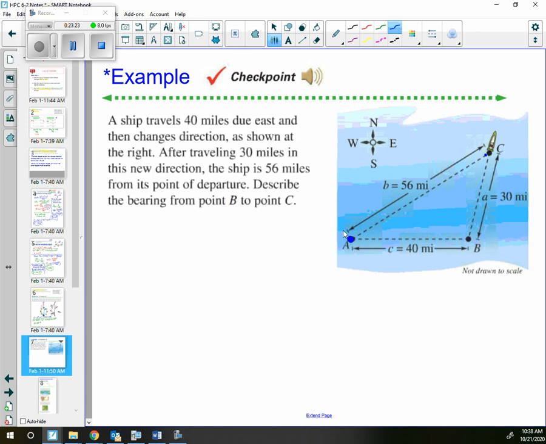Think about what we know about the triangle. We have side, side, side. So we have three sides, so we should be able to find an angle measurement. Now, what would be the most helpful angle to be able to figure out the heading? Well, we need to know angle B, right?